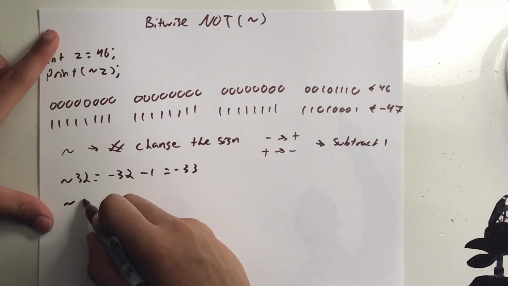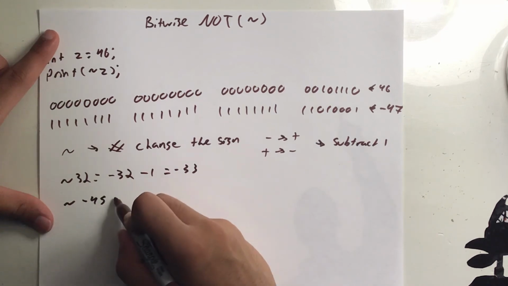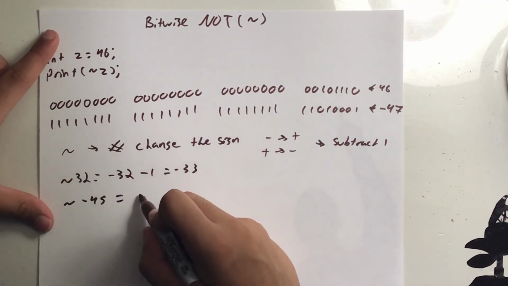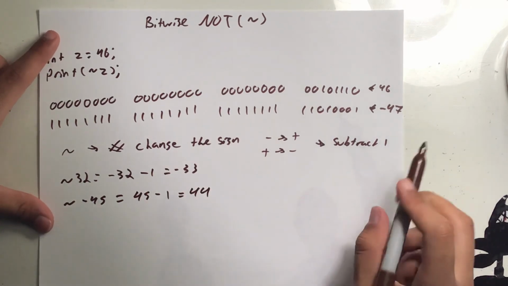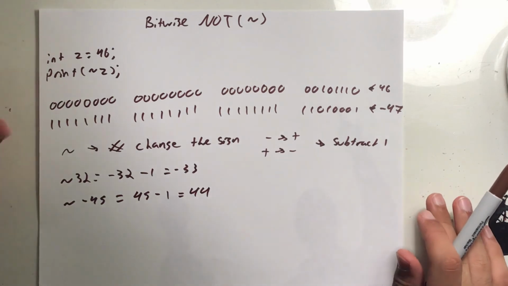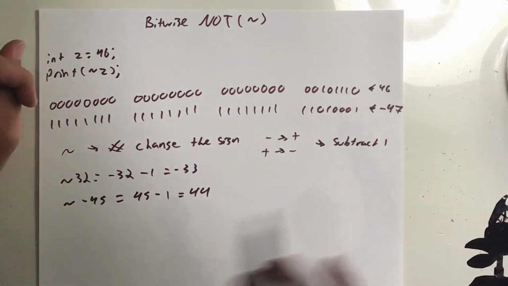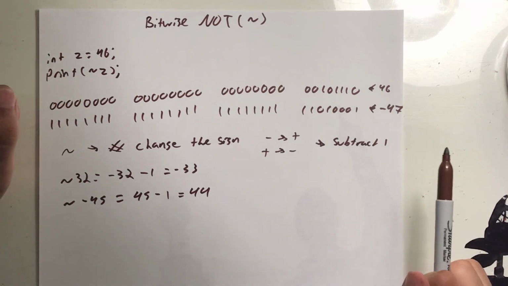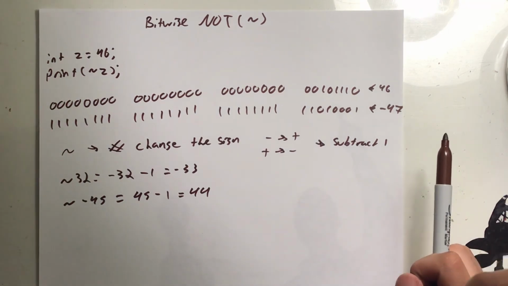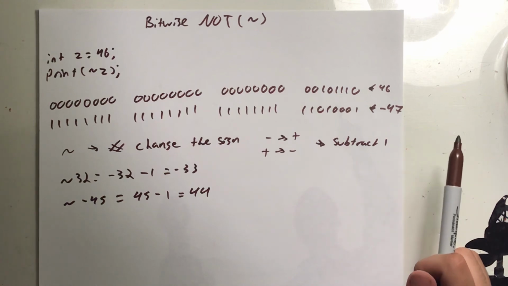If it's bitwise NOT negative 45, then you're going to make it positive, which is 45, and subtract 1, you get 44. This bitwise NOT is very easy. Make it negative and then subtract 1. That's it. And yeah, that's it for Bitwise.